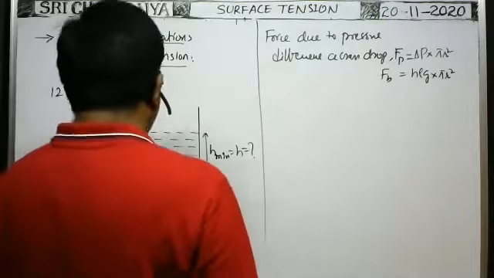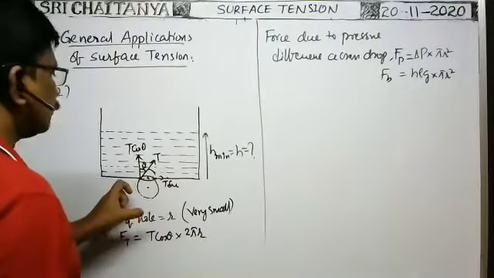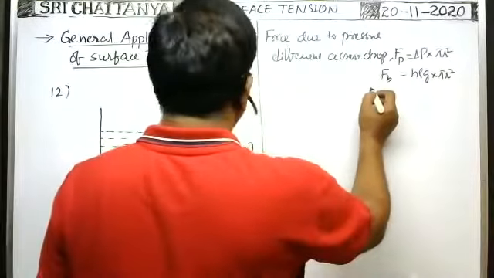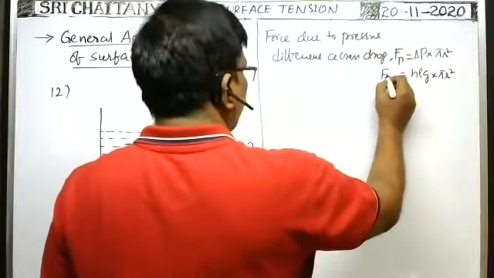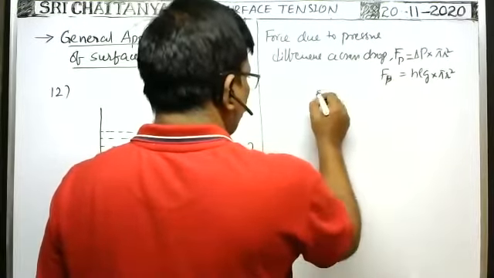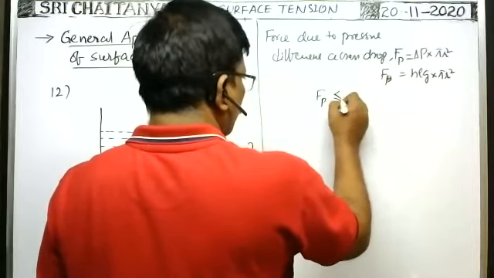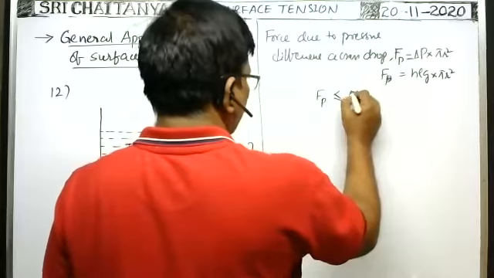Okay. Here, for the liquid drop not to fall, this force due to pressure difference must be less than or equal to the force due to surface tension.